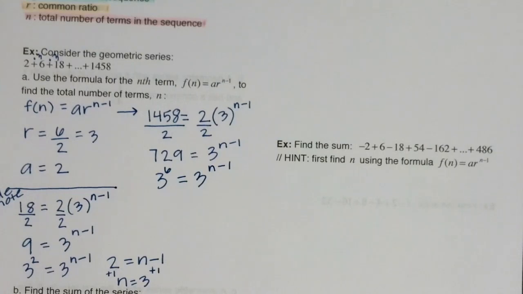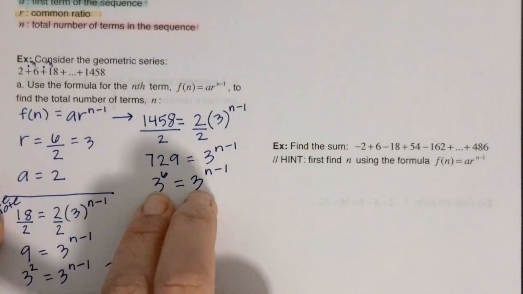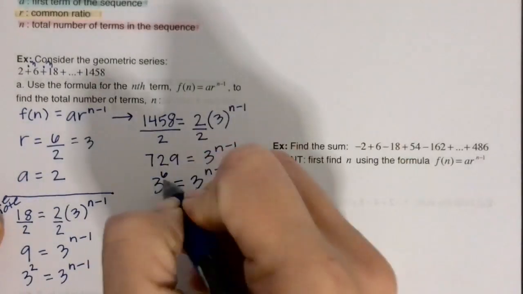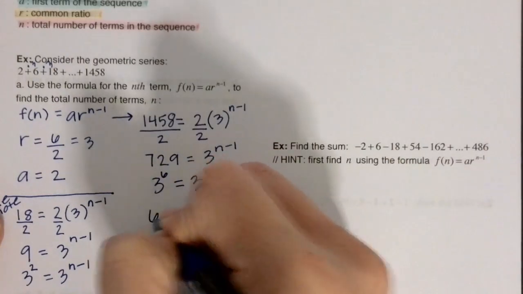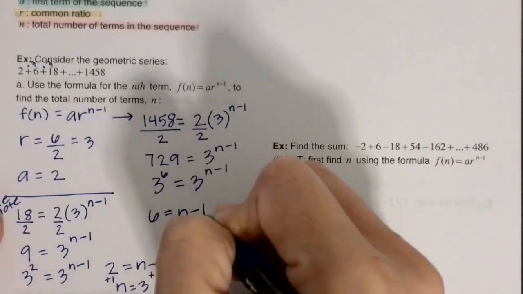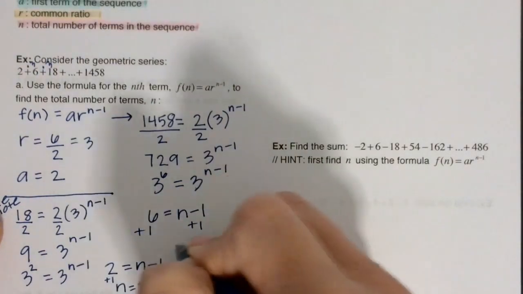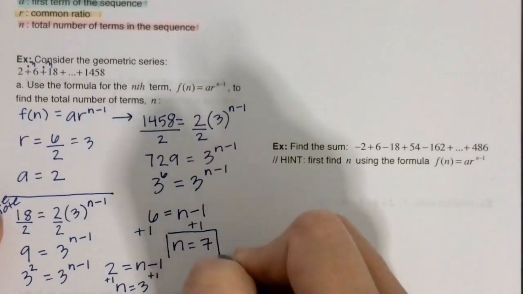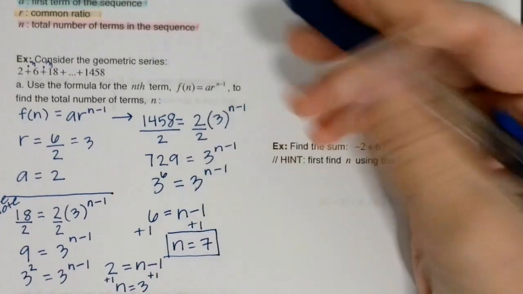So now what we're going to try and figure out is what does n equal. So because the bases are the same, I get to ignore them. I'm not dividing both sides by 3 or any funky math like that. All I'm saying is because the bases are the same, the exponents must also be equal. So 6 equals n minus 1, and then we're going to add 1 to each side, so we get n equals 7. So that is the 7th term, 1458. That value belongs to the 7th term, okay?